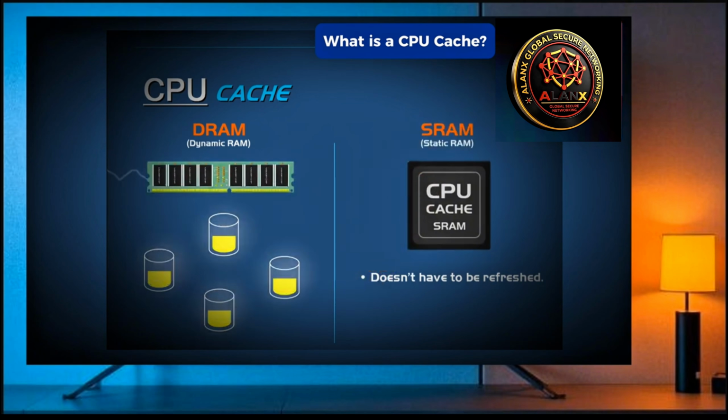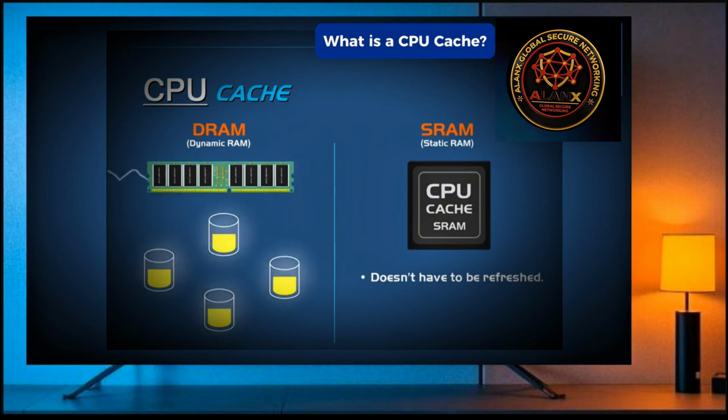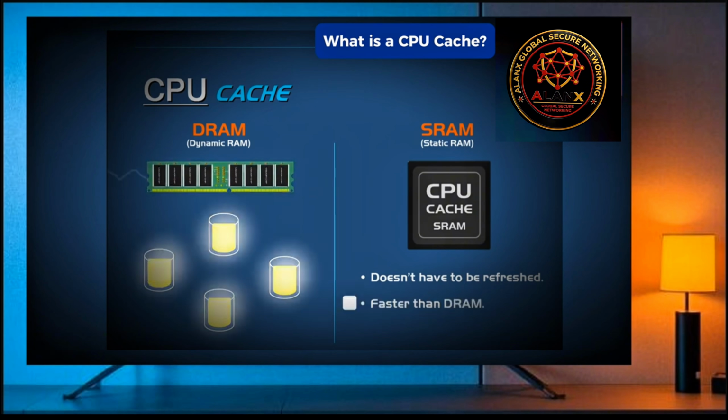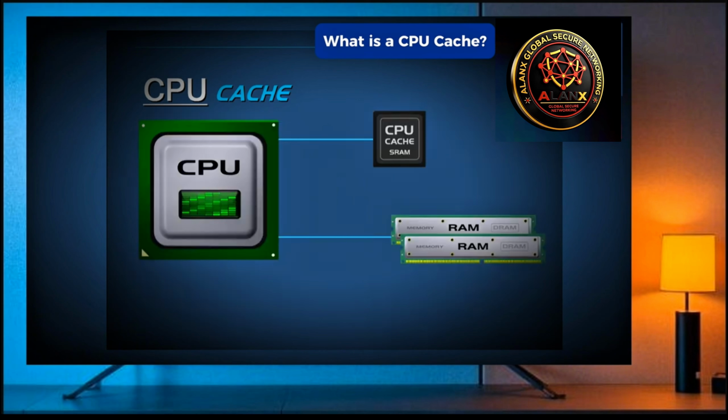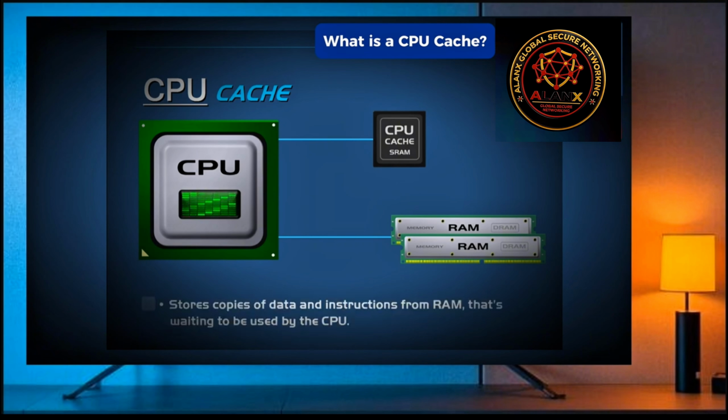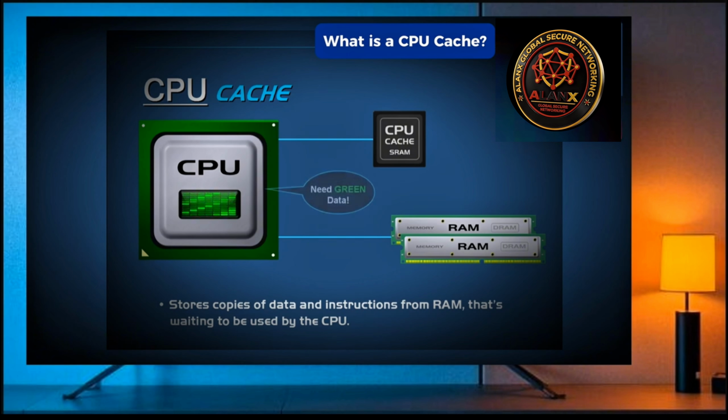And SRAM is what is used in the CPU cache. Because SRAM doesn't have to be constantly refreshed, it is a lot faster than DRAM. And it's also very expensive. The CPU cache is the CPU's internal memory, and its job is to store copies of data and instructions from RAM that's waiting to be used by the CPU.